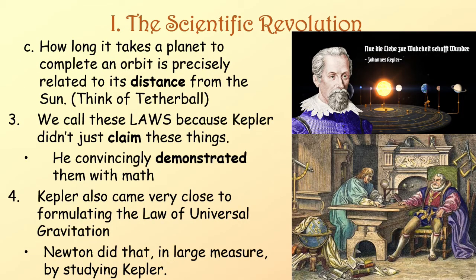Number 3, how long it takes a planet to complete an orbit is precisely related to its distance from the sun. Think of the yo-yo, right? Or even better, think of tetherball. What happens when that ball goes around the pole and the tether gets shorter and shorter and shorter? What does that ball do?